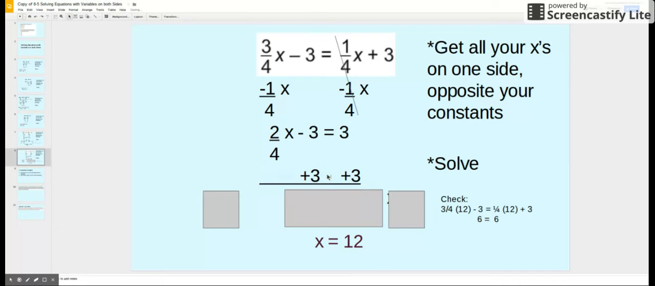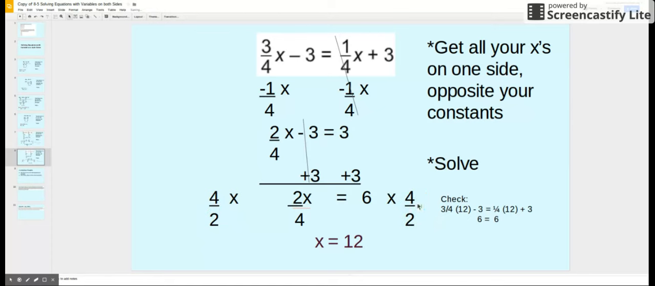Just add 3 on both sides, and my 3's cancel out here, and you're left with 2/4 x is equal to 6. So in order to get x by itself here, what's the opposite of multiplying by 2/4? The opposite of multiplying by 2/4 would be multiplying by the reciprocal. So multiply by 4 halves. And then you just do 6 times 4, which is 24, divided by 2, and you get 12.